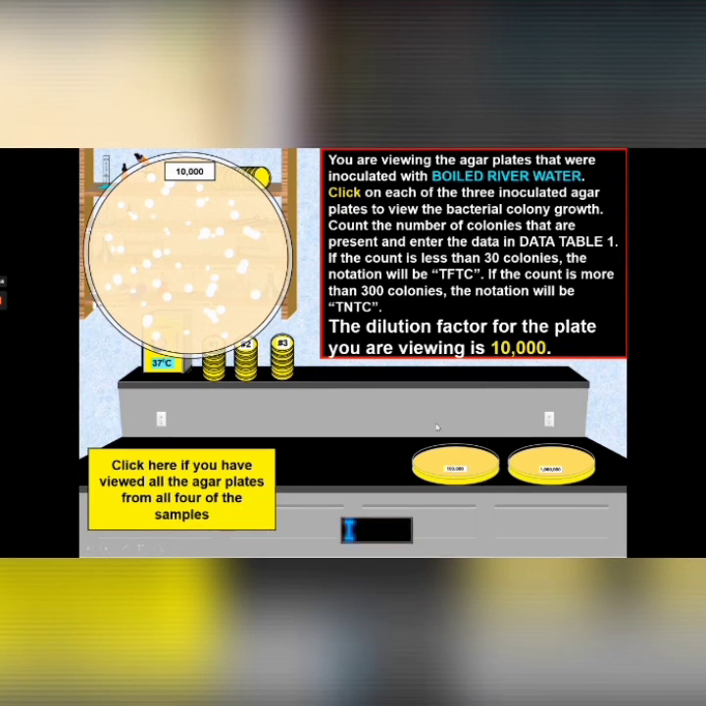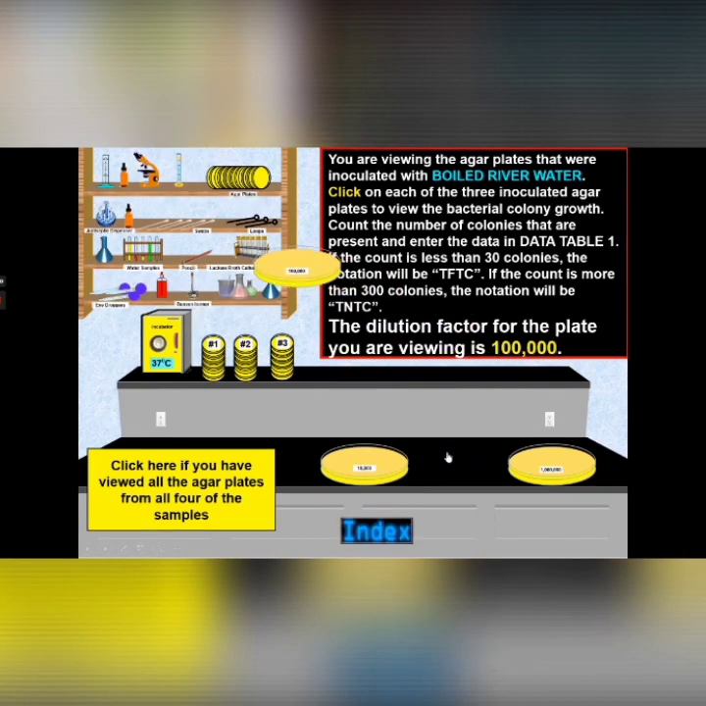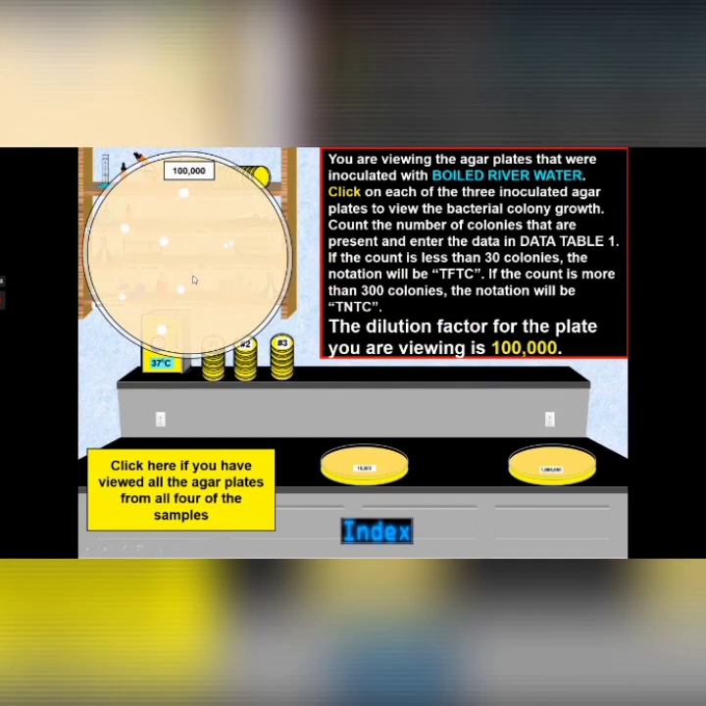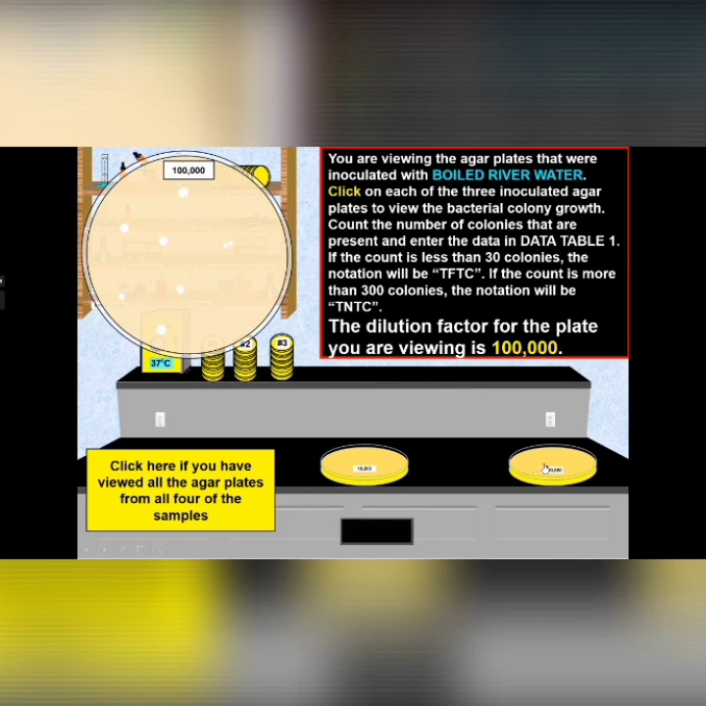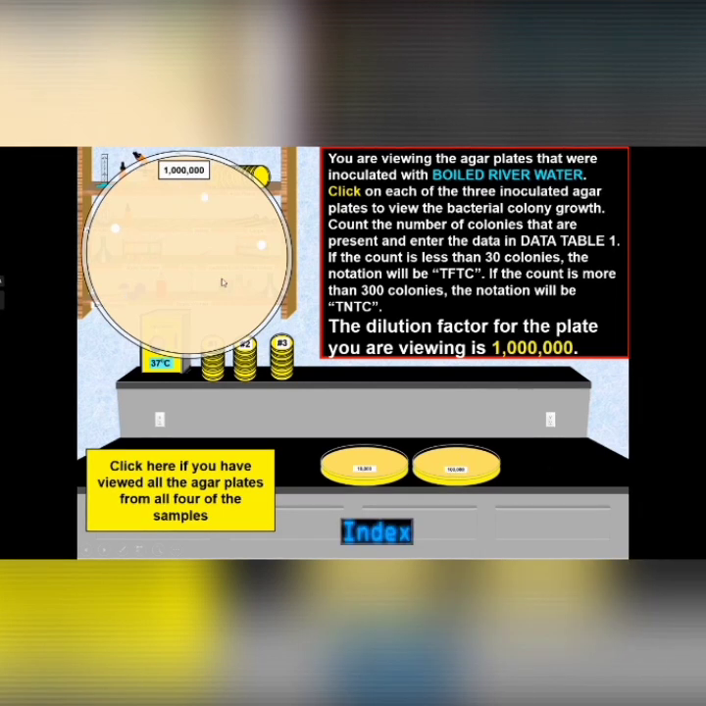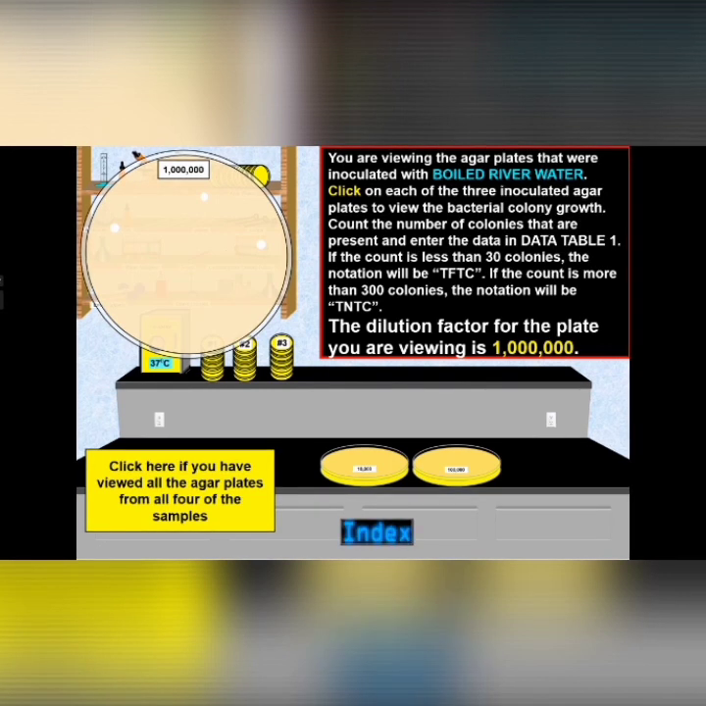Here we go. This is the 10,000 dilution factor plate for boiled river water. This is the dilution factor plate for 100,000. Here is the dilution factor of 1 million for the boiled river water sample agar plate.